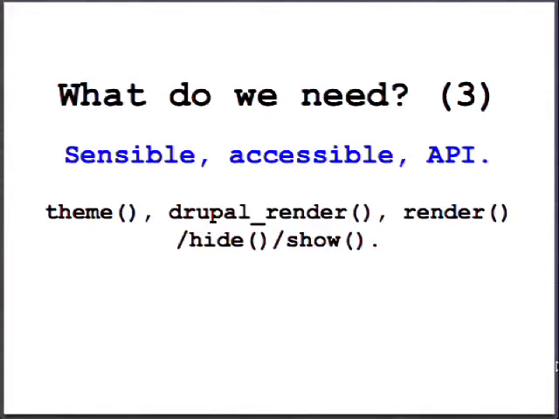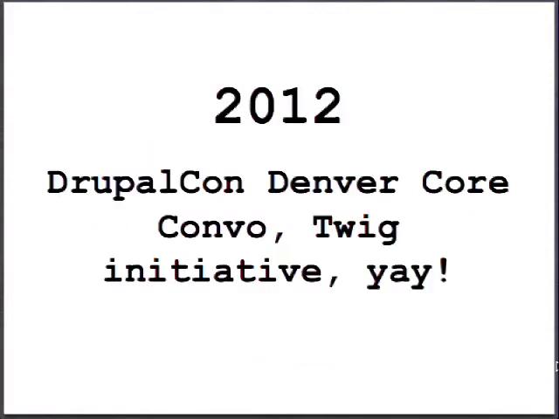And this is really the big missing part. We've had some things that have tried to give us this. I mean, the theme function, Drupal render, hide and show have been tools to deal with a lot of the underlying architecture. But I think the underlying architecture is really the big problem. And as nice as Twig looks, there are certain things that we just cannot do easily because of that underlying architecture. And so we had a core conversation in Denver.